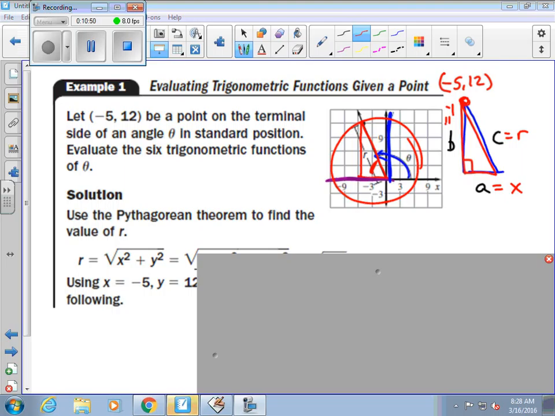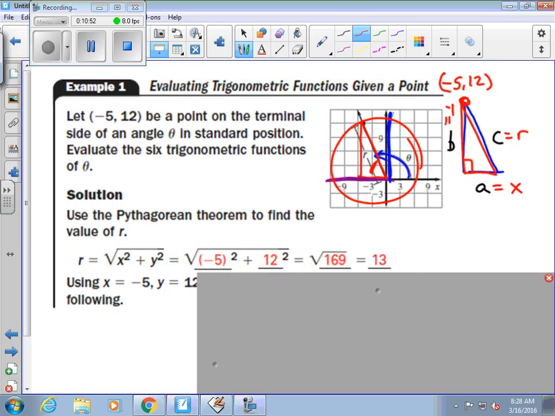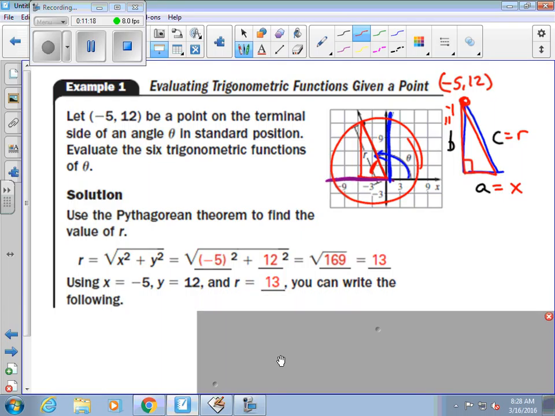So that being said, let's look at what we have. It says x squared plus y squared is equal to r squared. So we need to take the square root of x squared plus y squared. The square root of -5 squared, which is 25, plus 12 squared, which is 144. Those together give you 169. So the square root of that is 13. So your r value is 13. So using x is -5, y is 12, and r is 13, you can write these trig functions.